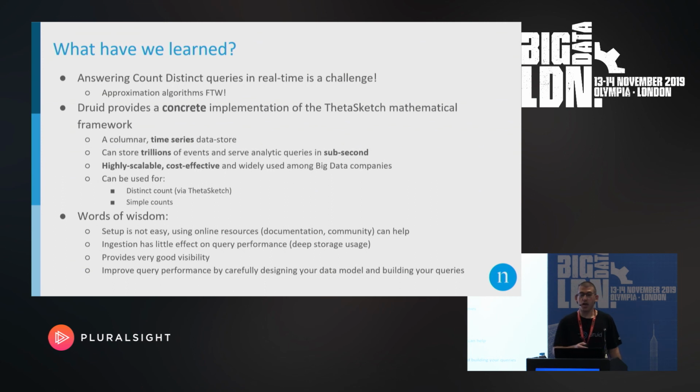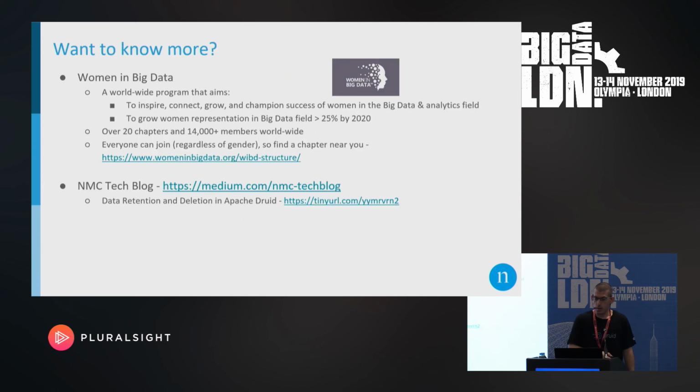We've seen that ingestion has very little effect on query performance using that deep storage component. We've also seen how Druid provides you good visibility into what's going on in your cluster, and now you can use it in order to mitigate production issues. And lastly, we've seen that if you carefully design your data model and build your queries, you can significantly improve your query performance.